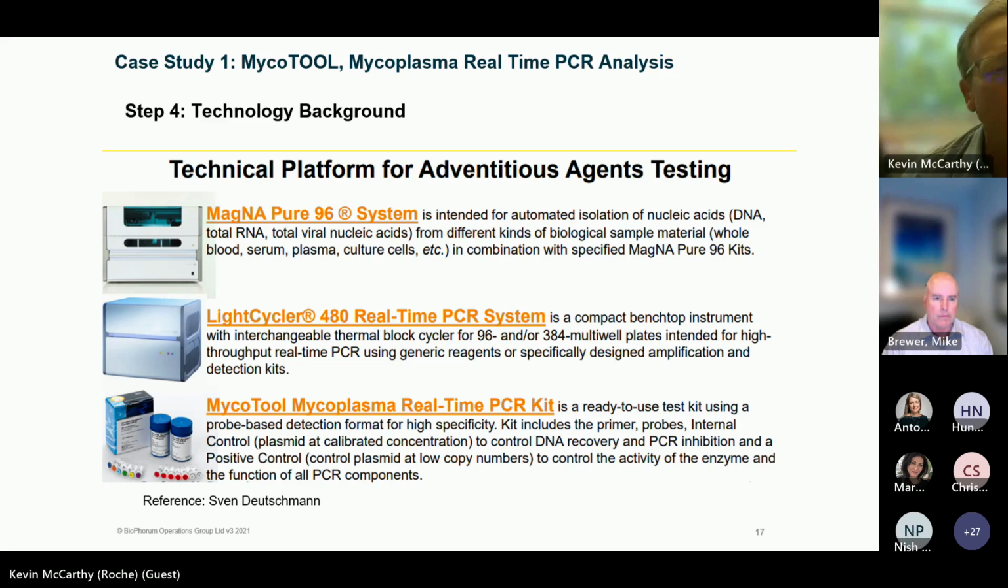And then the Mycopure 96 has, we'll say, kits or reagents that come in kits that are well qualified and QC controlled. And then the LightCycler 480 PCR system also uses the MycoTool Mycoplasma real-time PCR kit, which is also quality controlled and contains all of the required reagents for the assay.